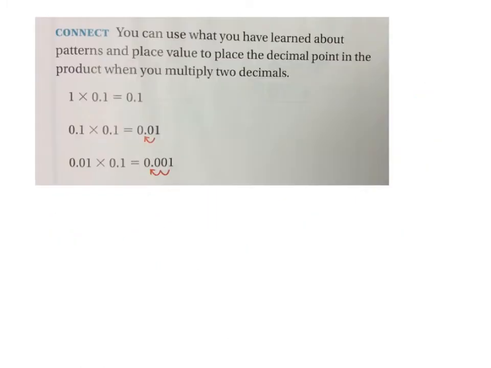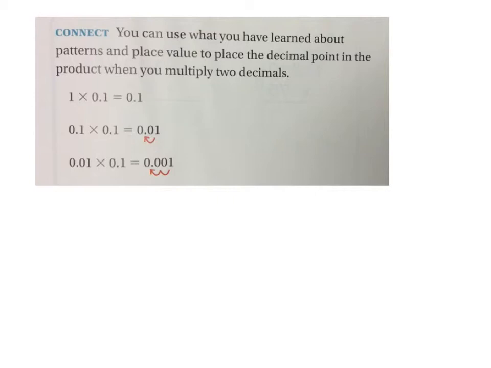Okay. So, you can use what you have already learned about patterns and place value to place the decimal point in the product when you multiply two decimals. Okay, let's take a look at this first problem. We have two factors, 1 times 1/10. How many factors have decimals in them? When you look right here, how many factors have decimals in them?